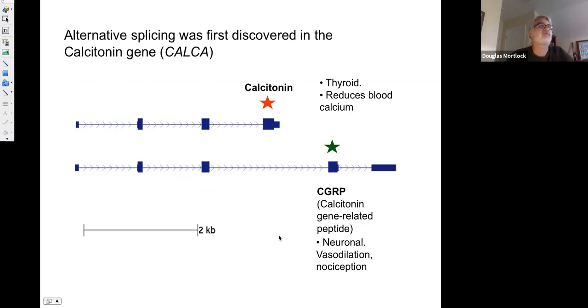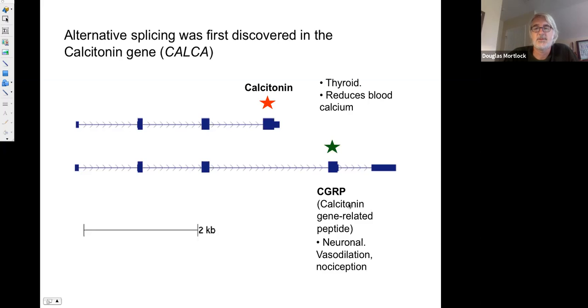All right, let me show you one example. It's the first gene for which alternative splicing was discovered, and it's been studied in some detail because of that. It's the calcitonin gene, which is called calc-A, but strictly speaking, this gene produces two important proteins. One is calcitonin, which is an important hormone that regulates calcium in the blood. It's produced in the thyroid. Another is CGRP. It's produced from the same gene.